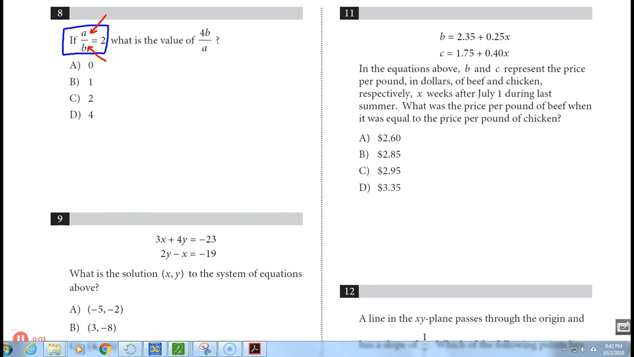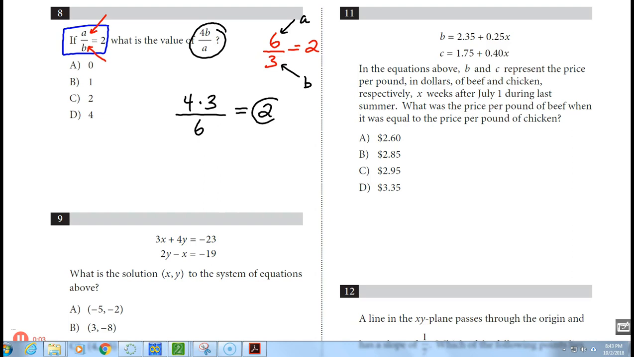The first thing that jumps in my head is 6 and 3. So I know that 6 divided by 3 equals 2. For this problem, I chose A to be 6, and I chose B to be 3. And now it says, what is the value of 4 times B divided by A? Well, let's use my numbers. 4 times B, my B, divided by A, and that comes out to be 12 divided by 6, which is just 2. So I believe C is the answer.